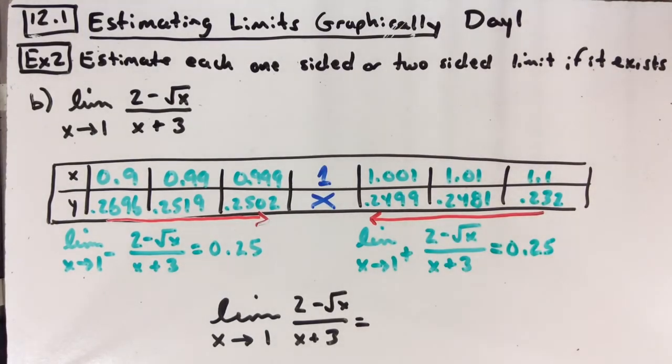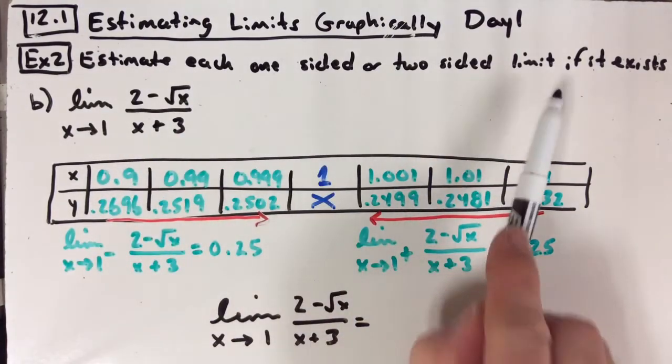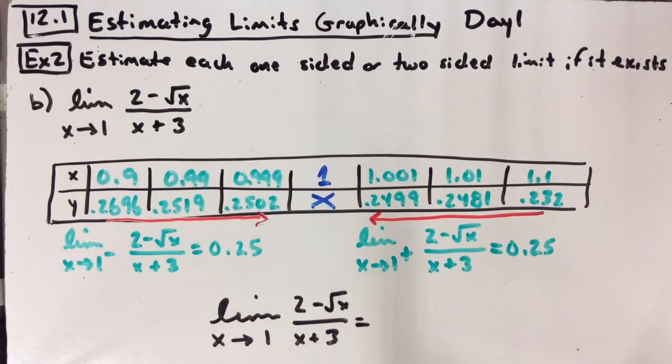So my best estimate, again, these are estimated values. Directions say we're supposed to estimate these. We don't know what they are. We're not calculating them exactly. We're just looking at a table to try to estimate what these limits are going to be. Our best estimate for this left-hand limit is 0.25. The right-hand limit is 0.25.